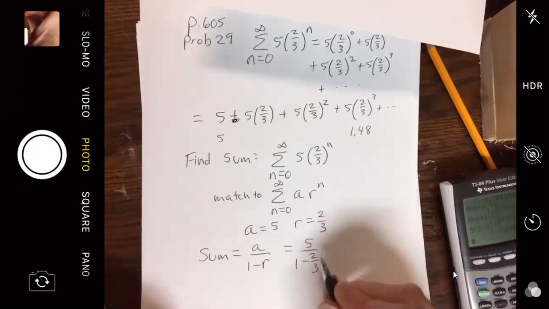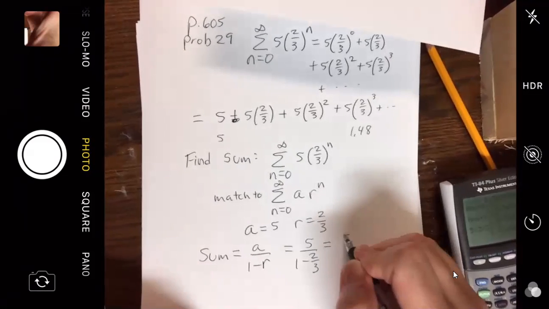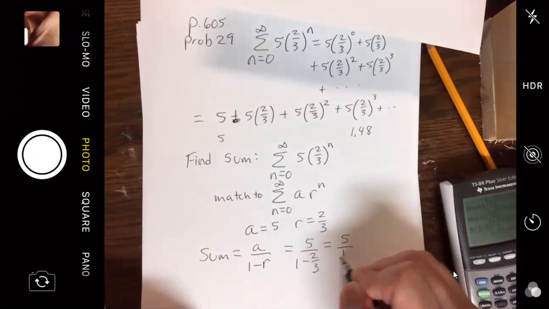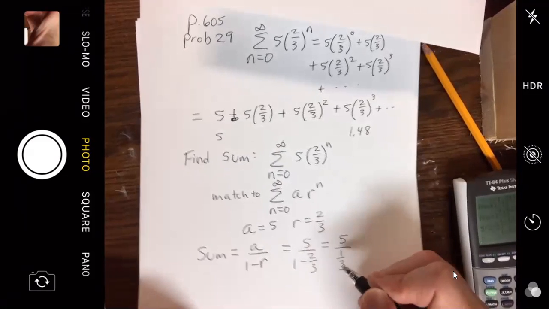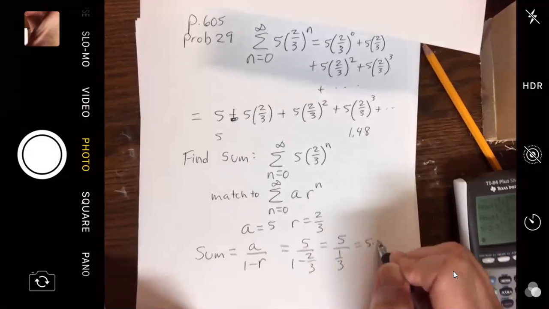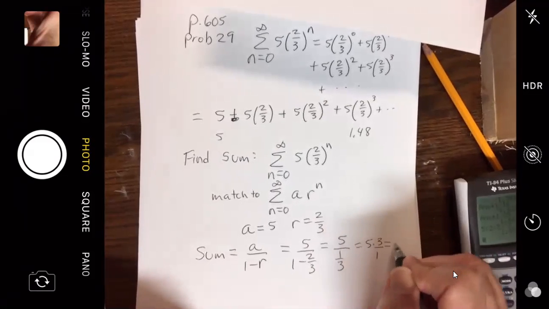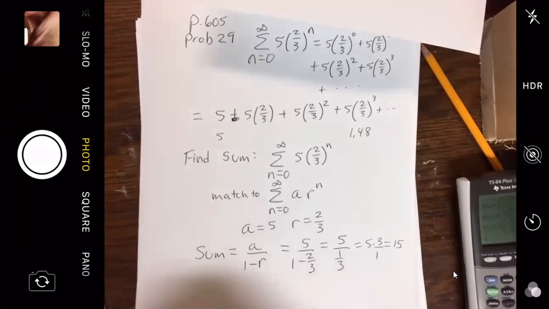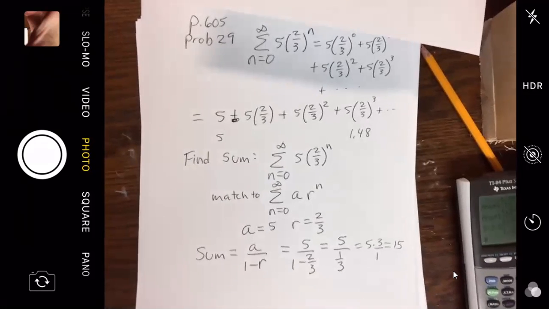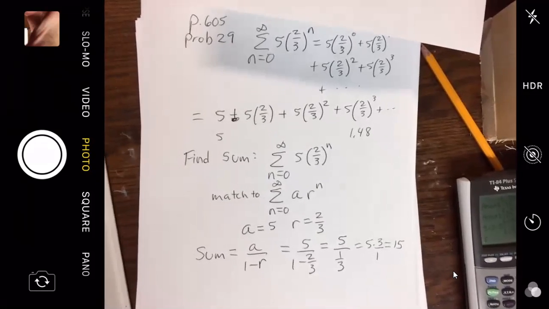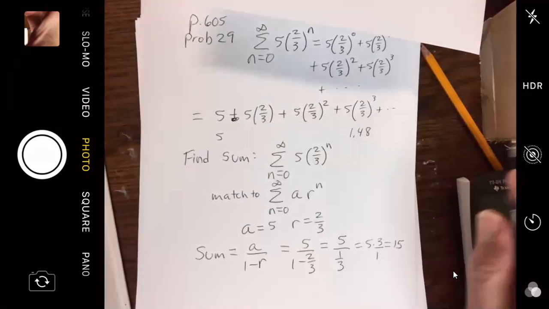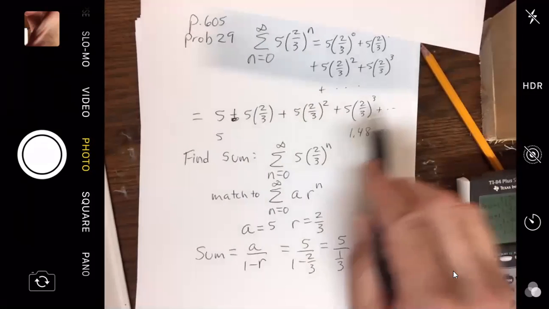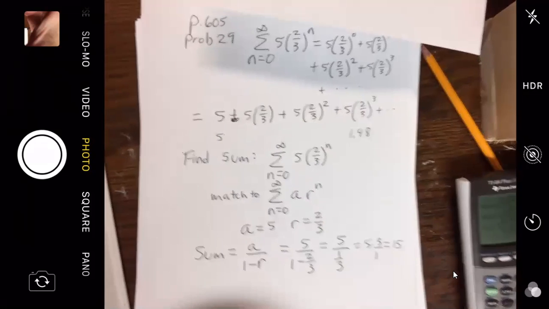Now you can punch that out as is. I don't know if you want to work it out by hand. 1 minus 2/3 is 1/3. That's 5 times the flip, which is 3 over 1, and you get 15. Turns out this will add to 15. You can program it on a computer to take out a whole bunch of terms, and the more terms you take out, the closer and closer you get to 15.